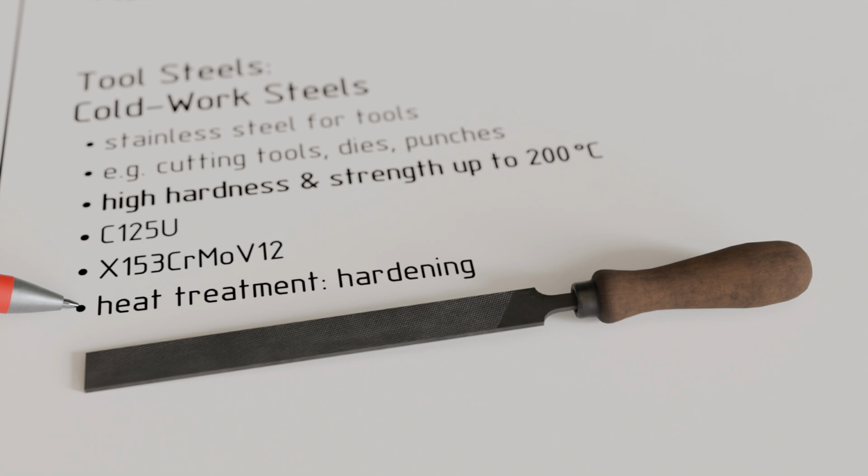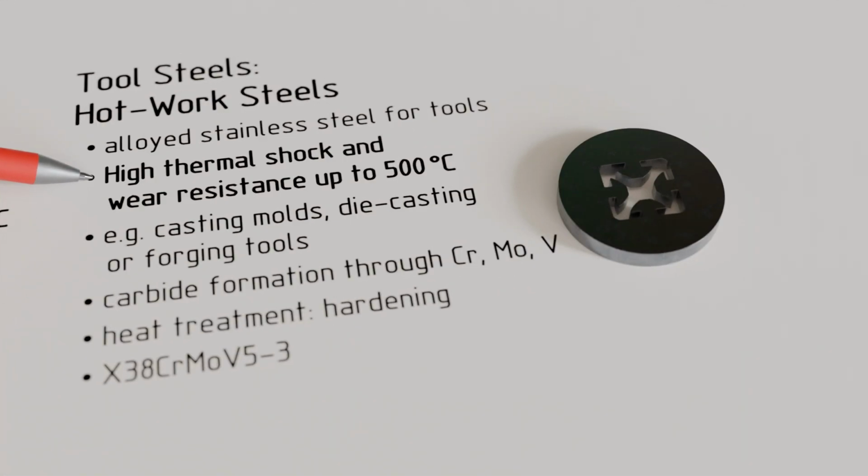In contrast to cold working steels, hot working steels are used where high temperatures, thermal shock resistance, and wear resistance are required. These steels are designed to maintain their dimensional stability and strength even at elevated temperatures. Typical applications include casting molds, die casting tools, or forging dies, where temperatures can reach up to 500 degrees Celsius. At even higher temperatures, the tools must be additionally cooled.